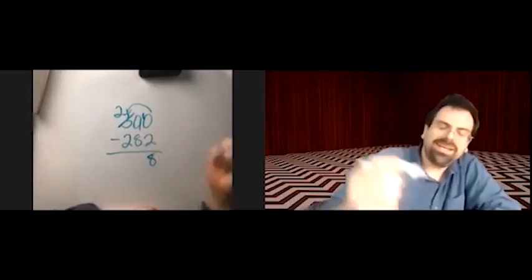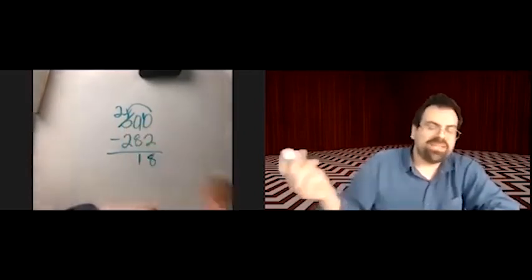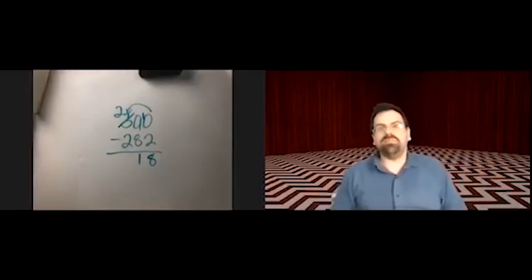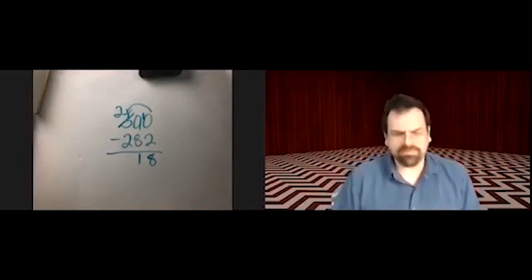Oh, great. 10 minus 2 is 8. 9 minus 8 is 1. 2 minus 2 is nothing, so we don't write any number there. 0, 1, 8 is not how we write 18. We know how to write 18. 18.